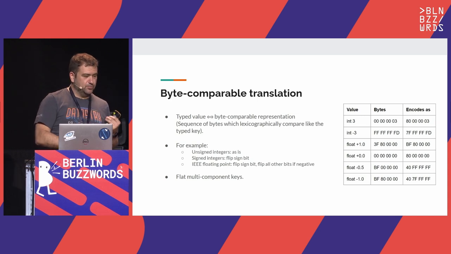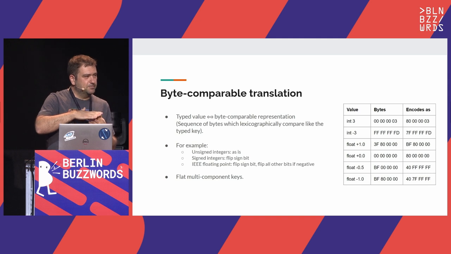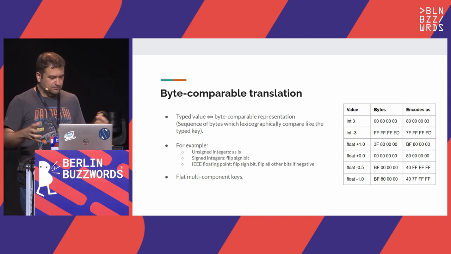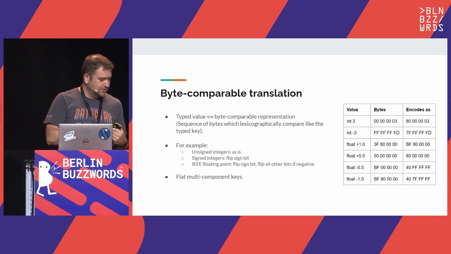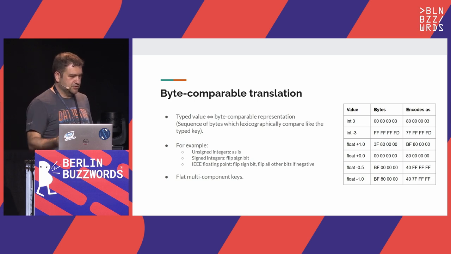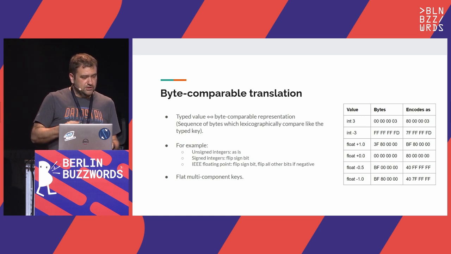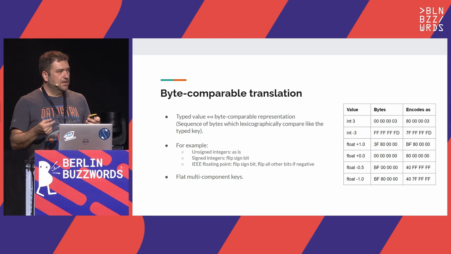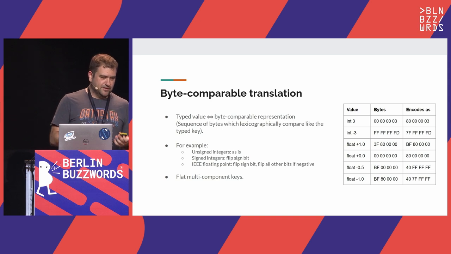You can do a very similar trick for floating point, because IEEE floating point already has the property that for positive numbers, if one has a bigger value as if reinterpreted as an integer, the floating point number is also bigger, and it's the inverse for negative numbers. We can again flip the sign bit because we want the negative numbers to be before the positive ones. And if the number is negative, or that sign bit was 1, we also need to flip all the other bits so that negative numbers bigger in absolute value come before smaller negative numbers in absolute value, right?